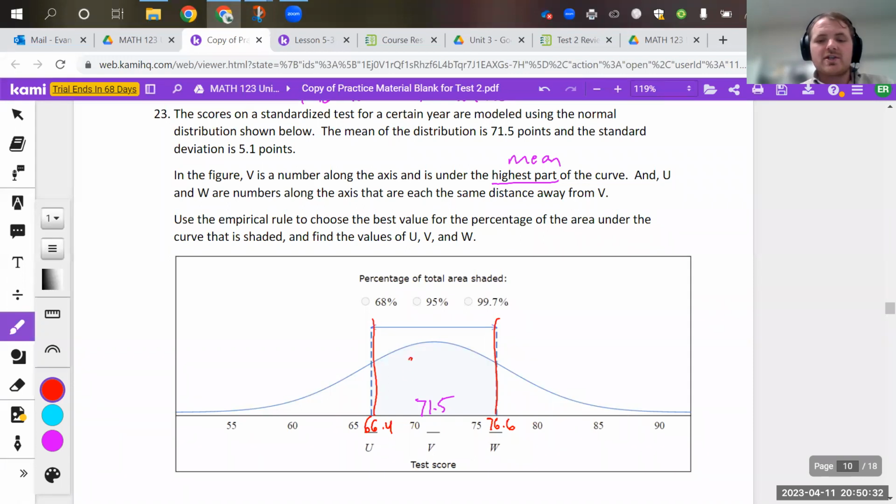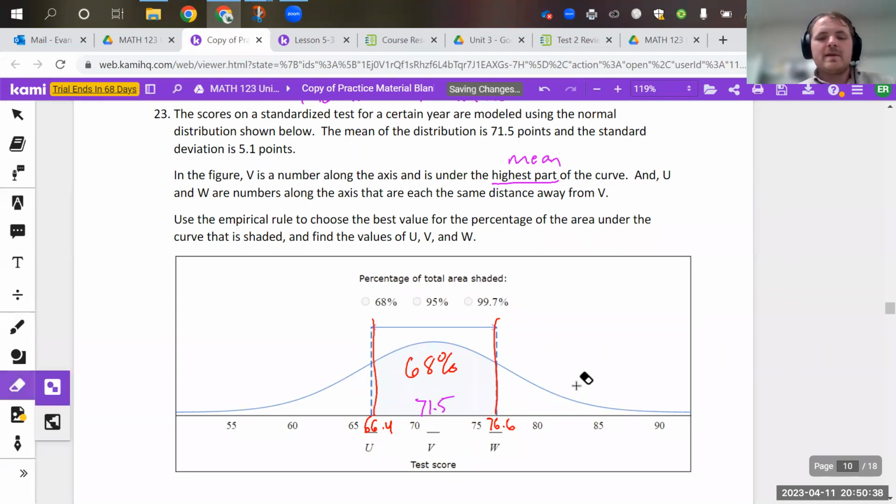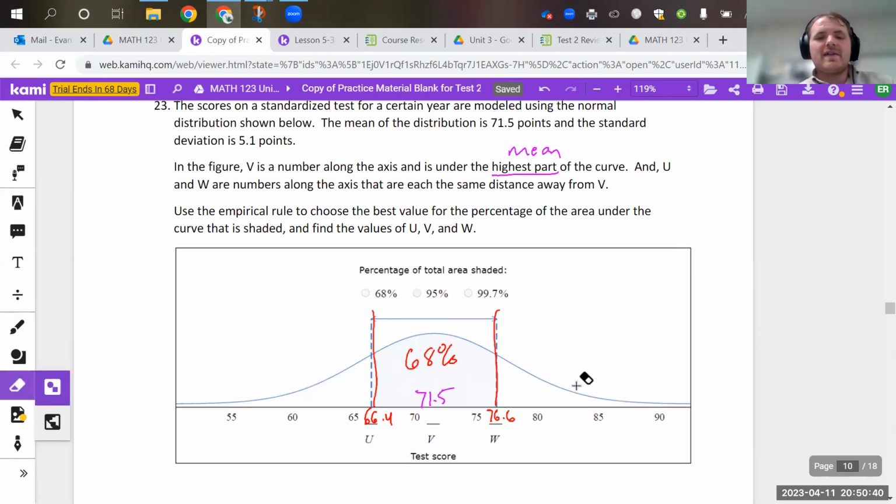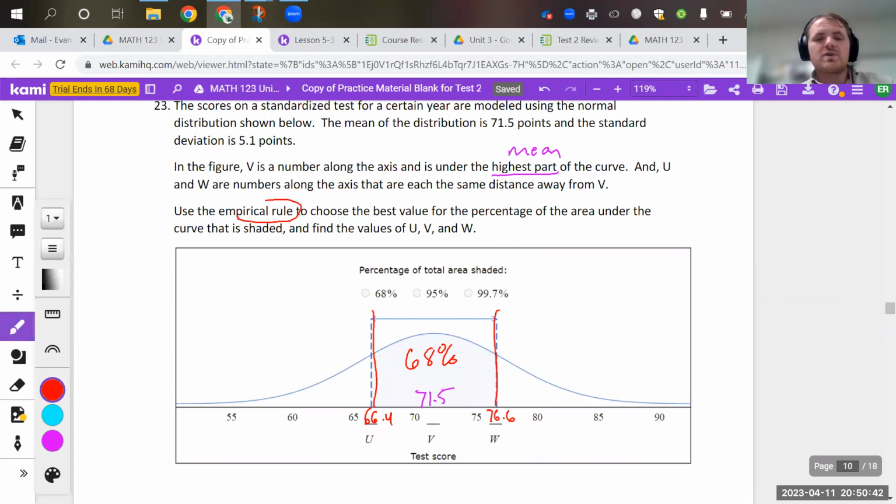So if that's 1 standard deviation away, that would be 68% is that whole area right there. Again, that's the empirical rule, which Brianna said goes 68, then 95, then 99.7 as you work your way out.